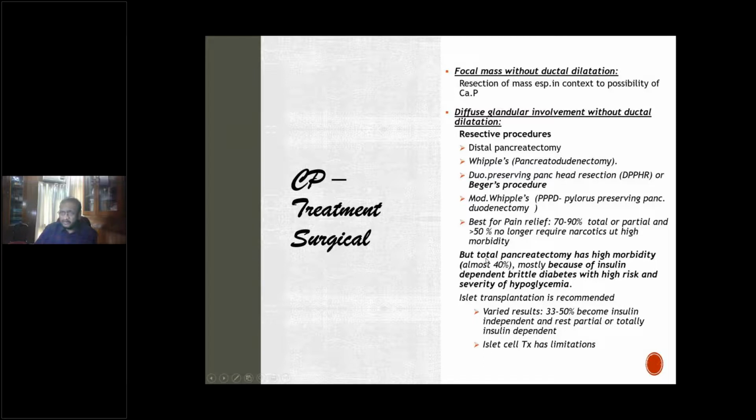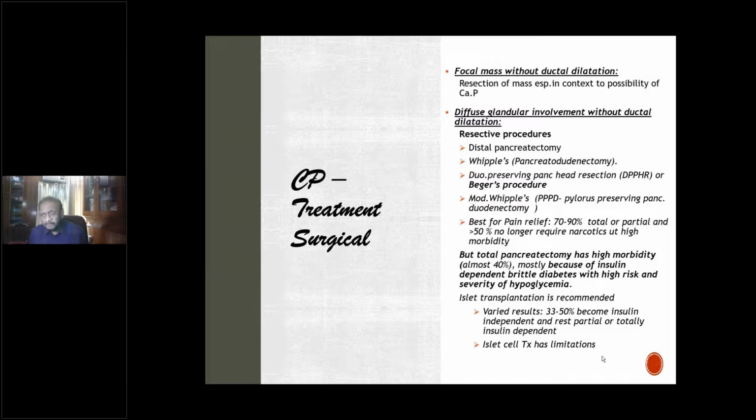All of the pancreas involved total pancreatectomy. But total pancreatectomy, remember, has a very high morbidity, almost 40%, mostly because the insulin becomes very brittle, very difficult to control, with severe hyperglycemia and hypoglycemia both. It's very uncontrollable. And that is the reason why, if you're doing a total pancreatectomy, islet transplantation is now recommended with varied results. It's not a very easy procedure technically.